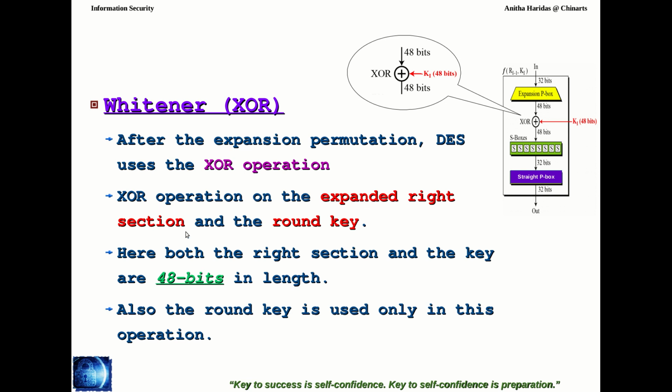What do you mean by expanded right section? Ri-1 is the right section which is expanded into 48 bits, so we call it the expanded right section, and Ki is the round key. Now here both the right section and the key are 48 bits in length, and the round key Ki value is only used in this exclusive OR operation, right? The rest of the components are used only as confusion and diffusion boxes. So that is the second component of the DES function.